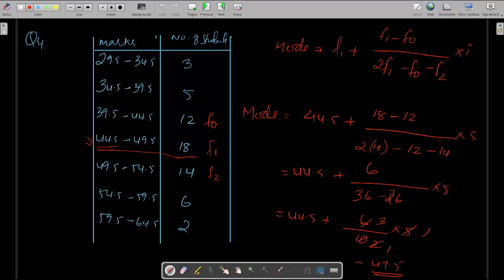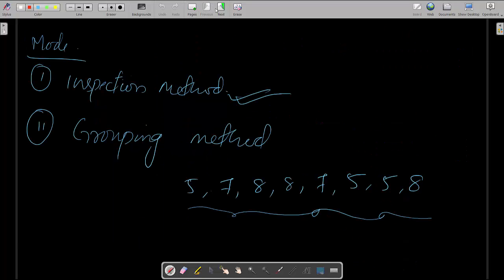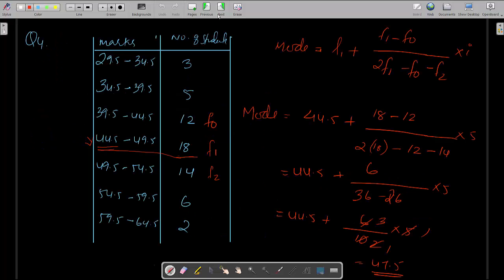However, in the question, if you see, you will find the data, marks, in inclusive series, that is 30 to 34, 35 to 39, 40 to 44, 45 to 49, 50 to 54, 55 to 59, and 60 to 64. But don't get confused by looking at these marks here. Now, what we did here is that, okay, just a second.